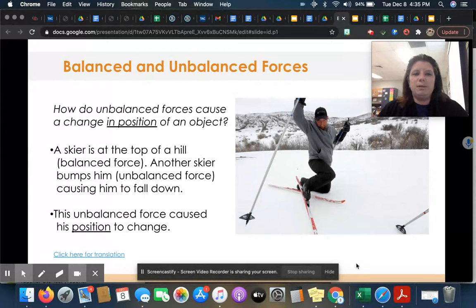Okay, so the example here is a skier at the top of the hill. While he's standing at the top of the hill, before he starts to descend, he's considered balanced. He's just standing there, he's not moving. Okay, but if another skier bumps into him, that's going to apply a force to him. It's going to cause this skier to move and fall down the hill, therefore becoming unbalanced. And then this unbalanced force caused his position to change, because he is no longer at the top of the hill. He's now at the bottom of the hill.